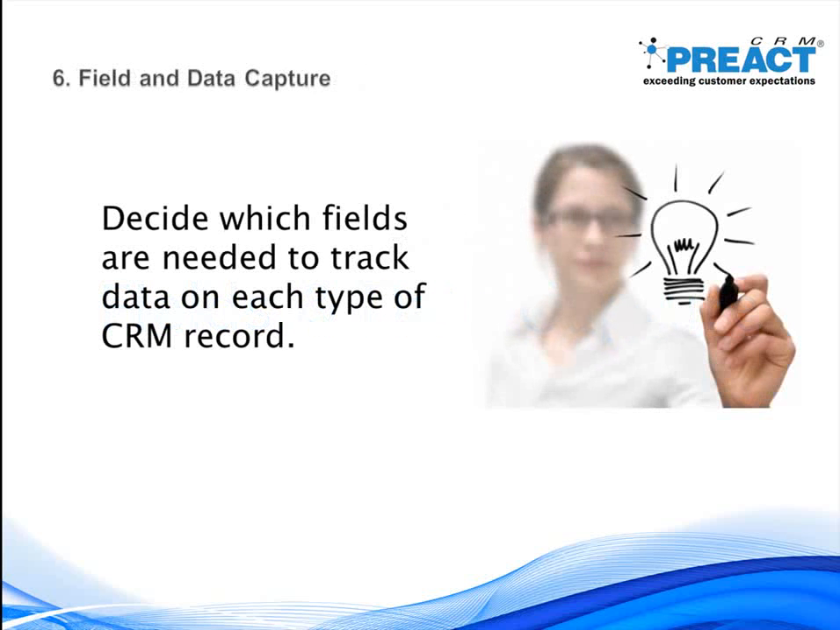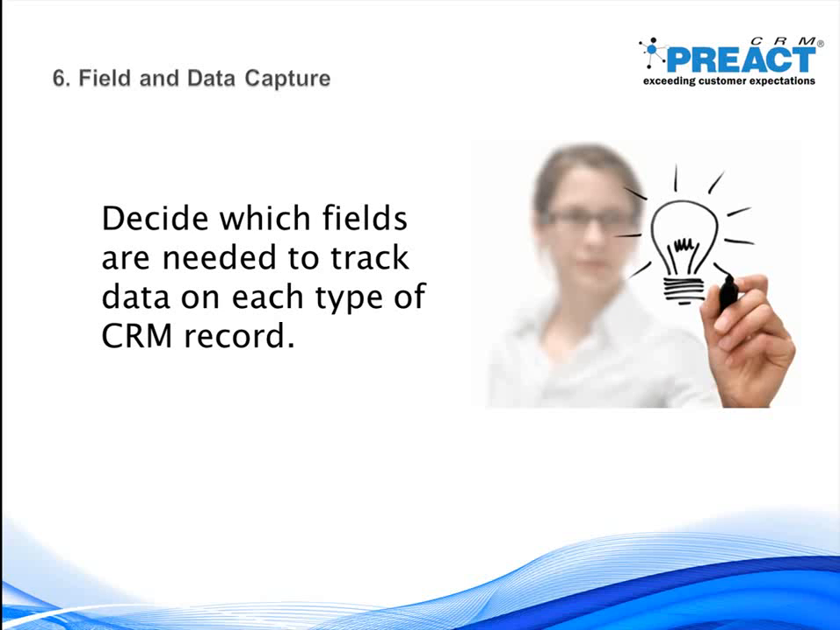For example, you're going to have a record for an organization or a company. You're also going to have records for contacts, leads, opportunities, possibly service cases and quotes too. Take each one of these entities in turn and decide what's the minimum amount of data you need to capture on each one. And there's a difference between want and need, so maybe prioritize as well here.